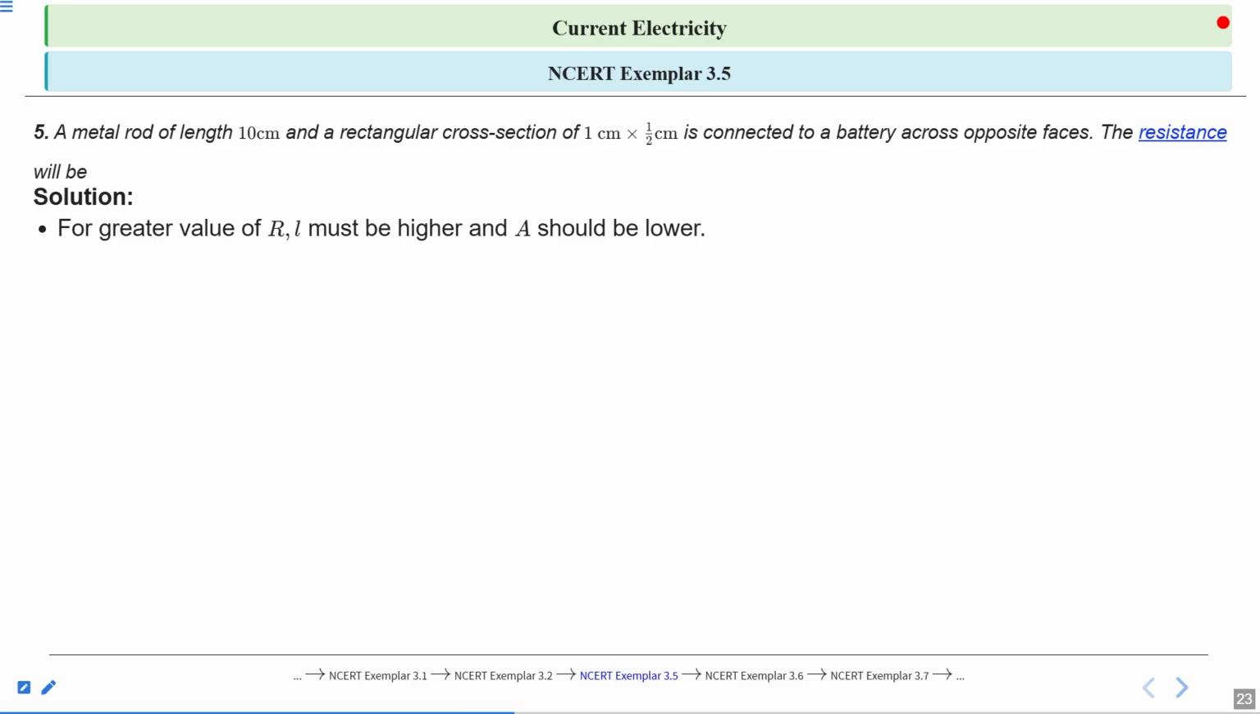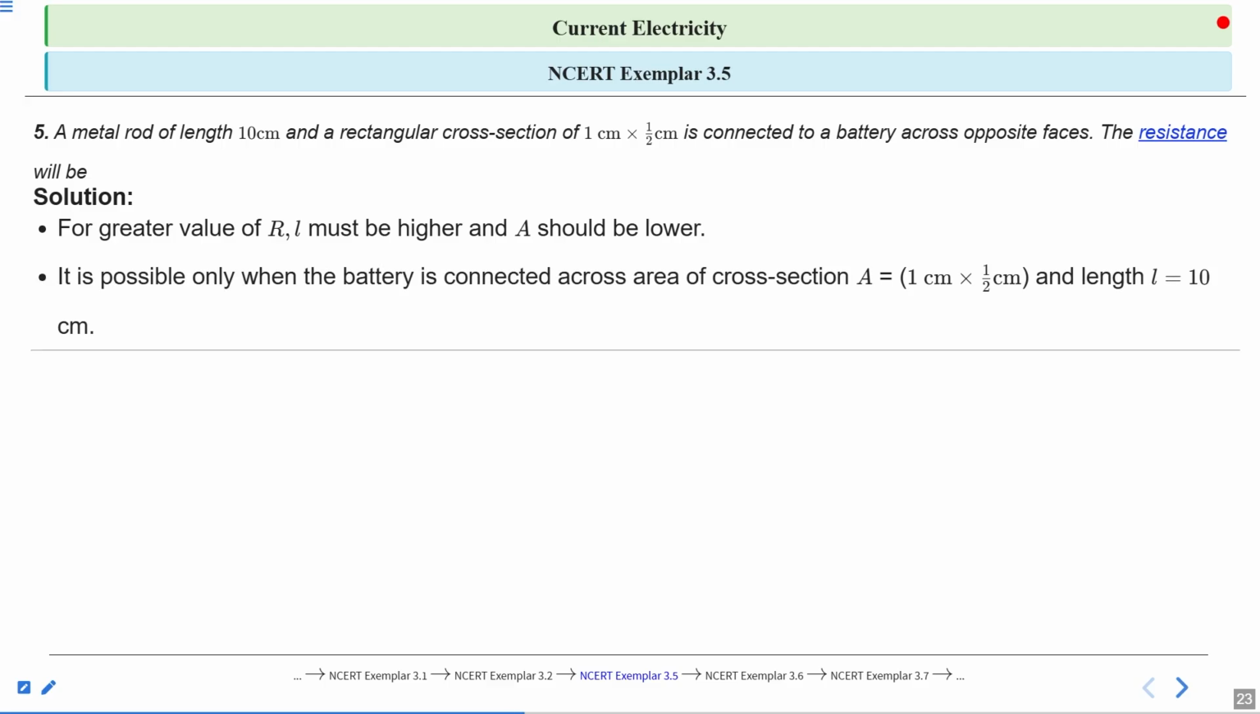So for R equal to rho L by A, resistance is directly proportional to the length of the conductor, and resistance is inversely proportional to the area of cross section. So for greater R, L must be higher and A should be lower. You can see all the options and analyze in which option L is maximum and A is minimum.